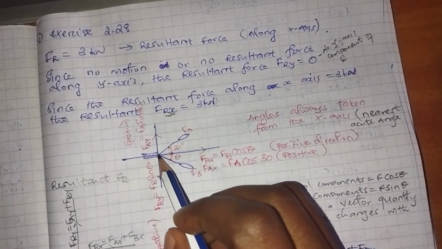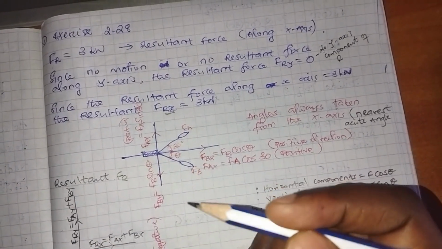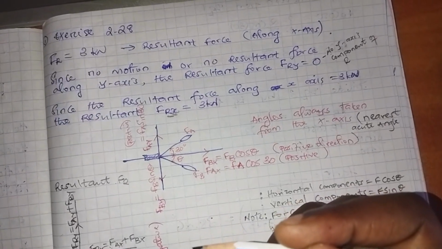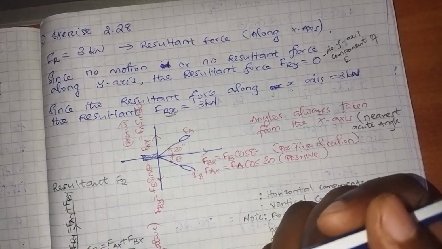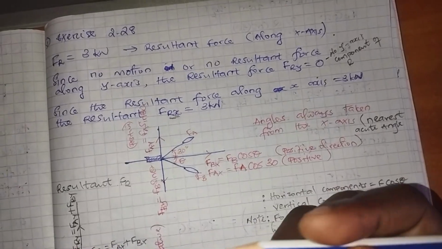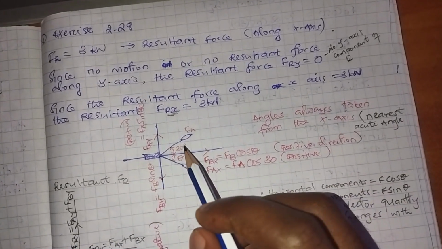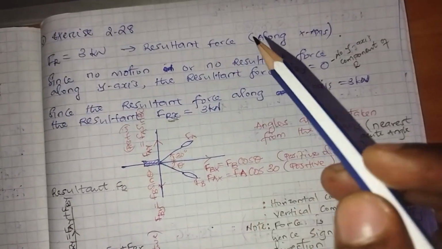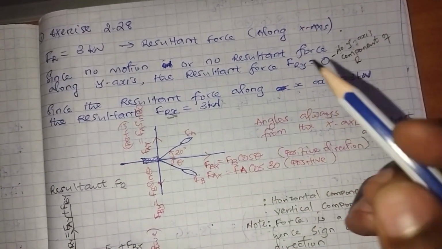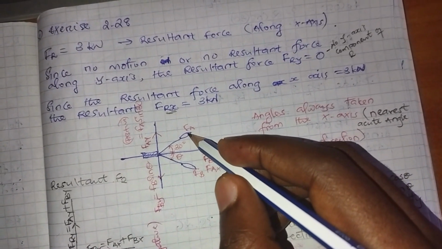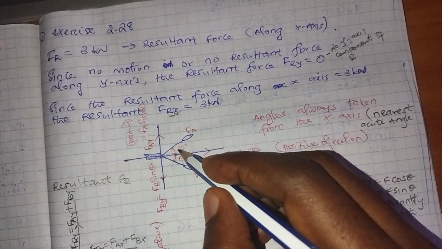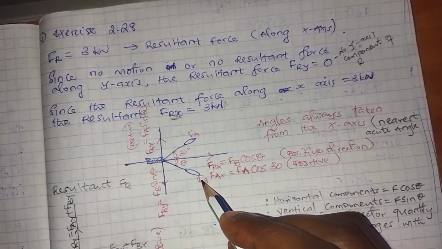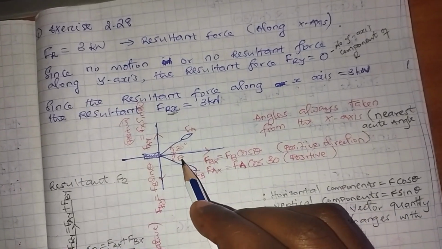Now the difference here is that you are being told the magnitude of the resultant force and the direction. The resultant force is 3 kilonewtons, as you can see from the example. The first force is known, and its direction is known. But the second force is FB, and its direction is not known.